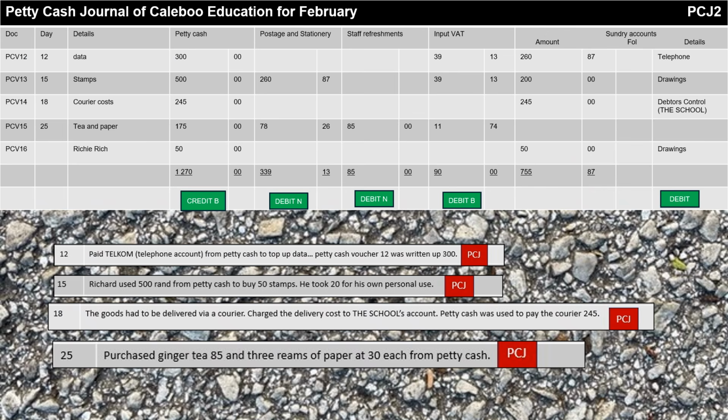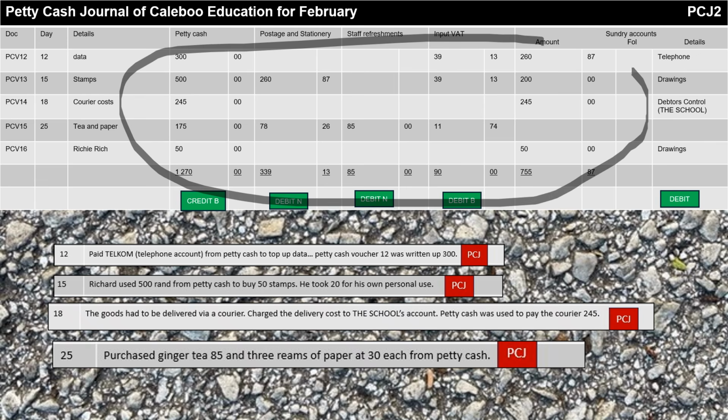But before I go, I just want to show you a petty cash journal. You draw up the journal. What you purchase normally gets put under details. There are the petty cash voucher numbers, columns for sundry, and columns for transactions that take place regularly, postage and stationery, staff refreshments. So that's what a petty cash journal looks like. But remember, you are going to record transactions on the counting cycle table.